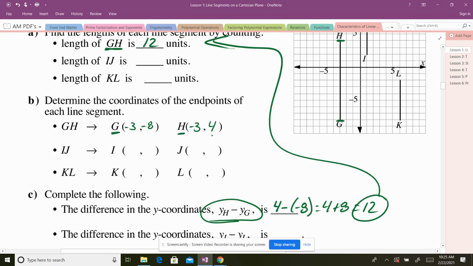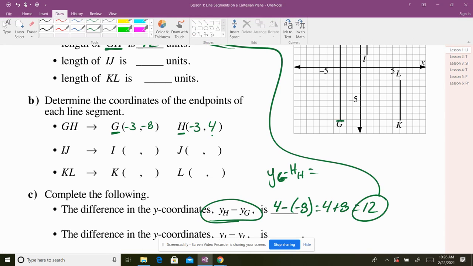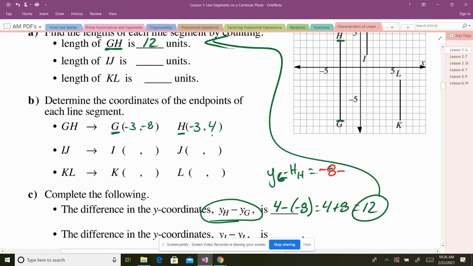Okay. Now, it technically doesn't matter if you subtract G from H or H from G. Just as an aside, if I went YG minus YH, I would get YG is -8 minus 4, which gives me -12. Now, you know distance, or length, cannot be negative, right? So we just ignore the negative, and you just say the distance is 12.